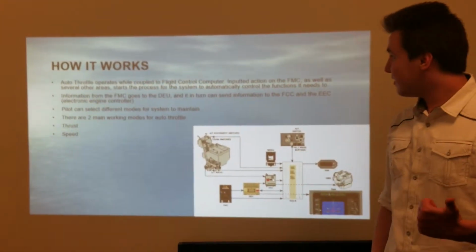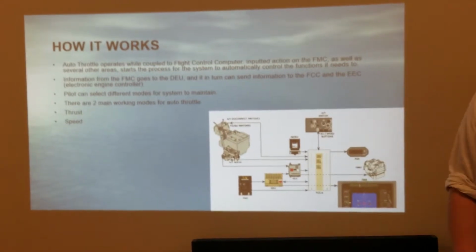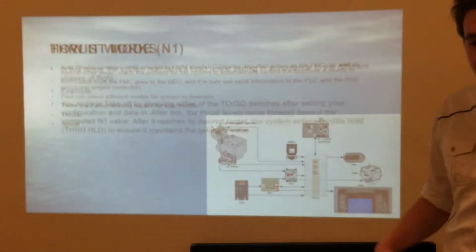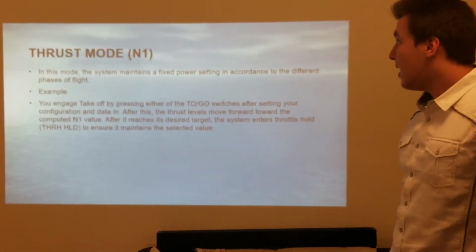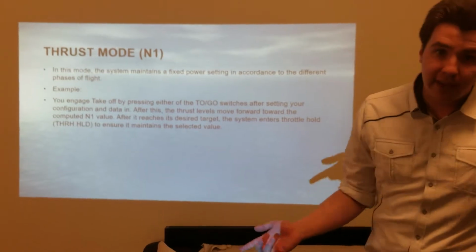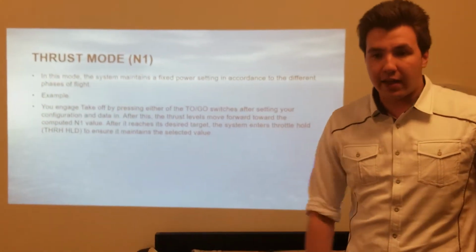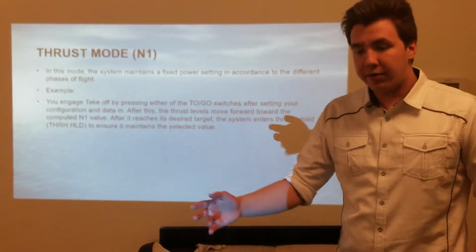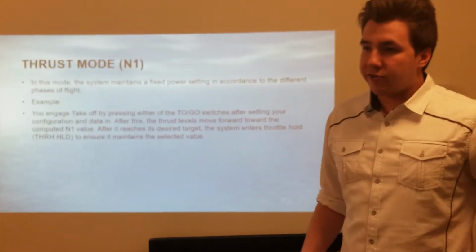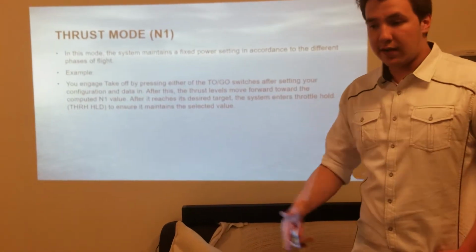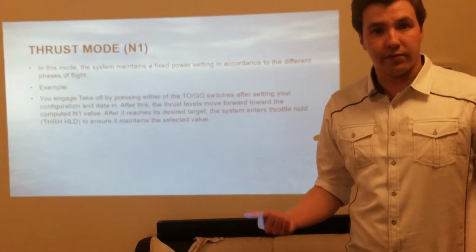Okay, and then essentially there are two working modes to the auto throttle. There are subparts to one of them, but the two main ones are thrust and speed. The first one that we're going to be talking about is thrust. In this mode, the pilot can set the system to maintain a fixed power setting in accordance with the different phases of flight. Say, for example, you're about to take off a runway. You already inputted all of your data. And in order to initiate the setup, you go ahead, press the two go switches on the yoke, which are the takeoff go around switches.